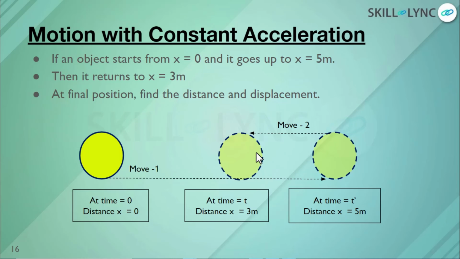But if we talk about the displacement, it is the shortest distance traveled. Thus, the shortest distance from the first point to the final point is just 2 meters, since 3 meters has been traveled from here to here, and 2 meters has been traveled from here to here. Thus, the displacement would be just 2 meters. The distance would be 8 meters, 5 plus 3, 8.